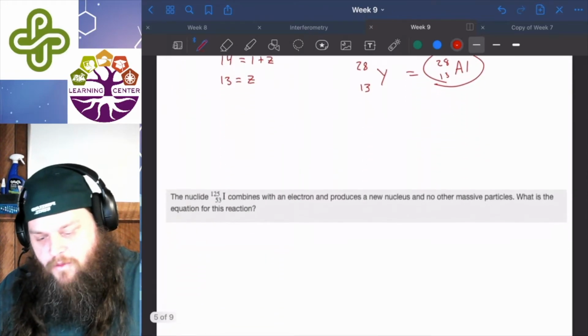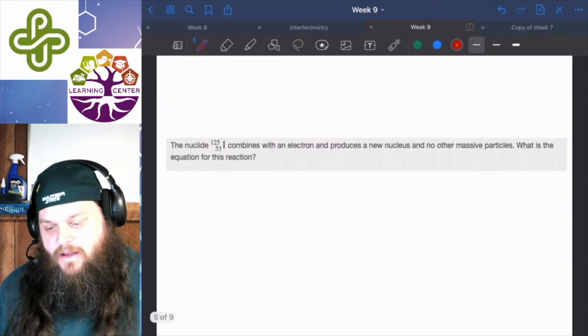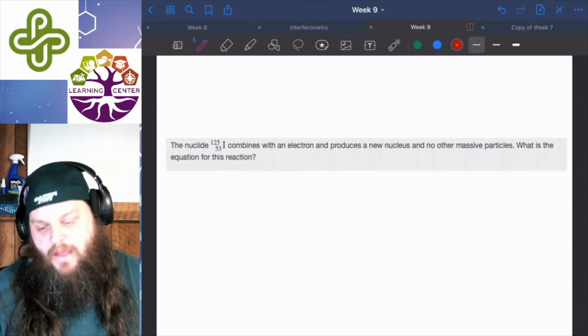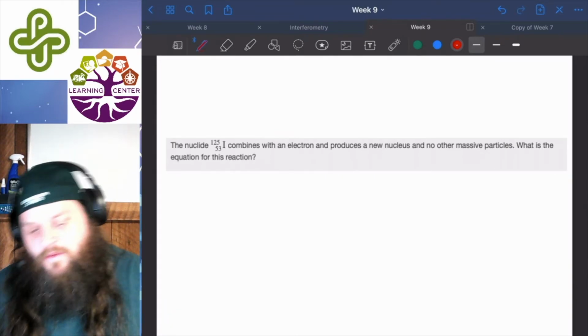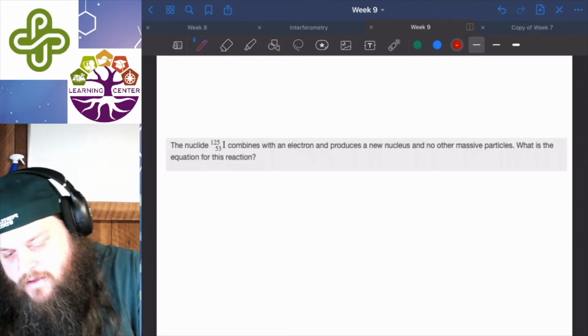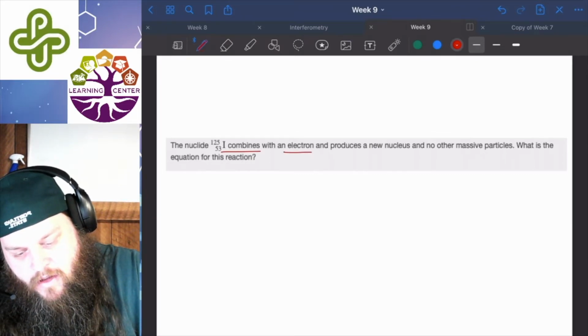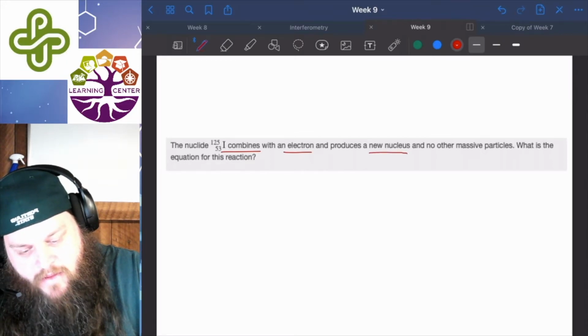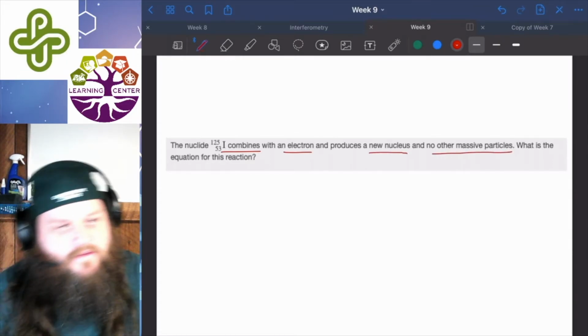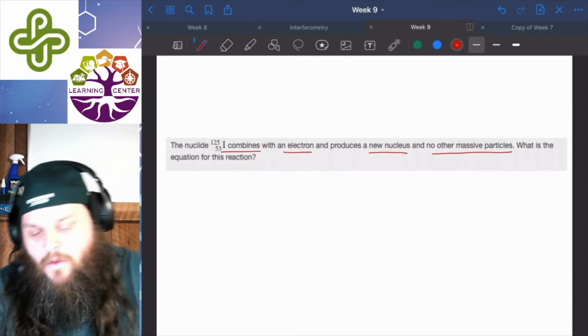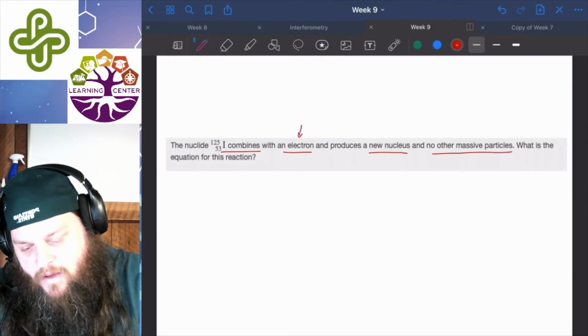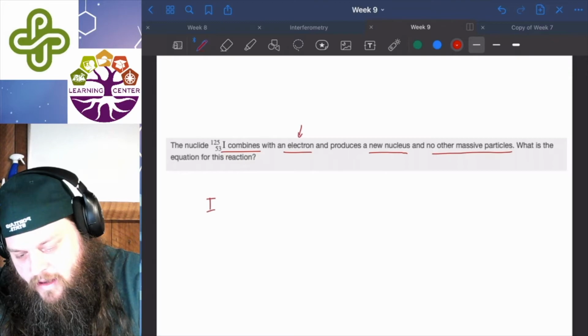Let's try a different one. This nuclide is iodide-125. So this is going to combine with an electron and produce a new nucleus and no other massive particles. So we know it has to do with an electron. We know it has to do with iodide-125.